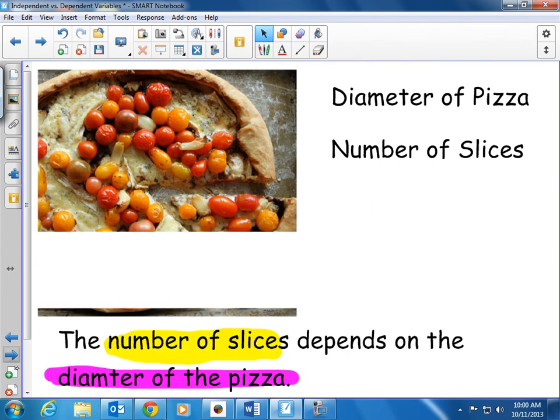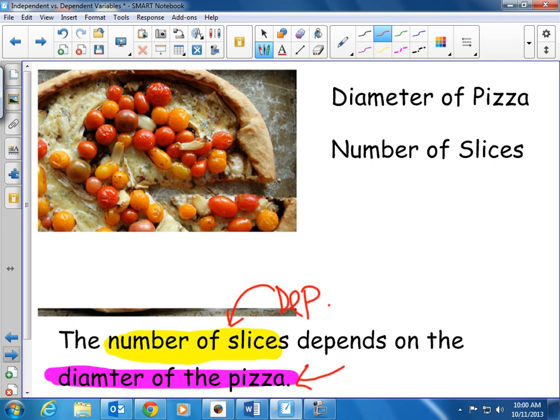So again, I've written a statement. The number of slices is going to depend on, or change based on, the diameter of the pizza. The diameter of my pizza is not changing. The number of slices changes. So this is my dependent variable, and what I highlighted in purple is my independent variable. Okay? Let's look at the next one.